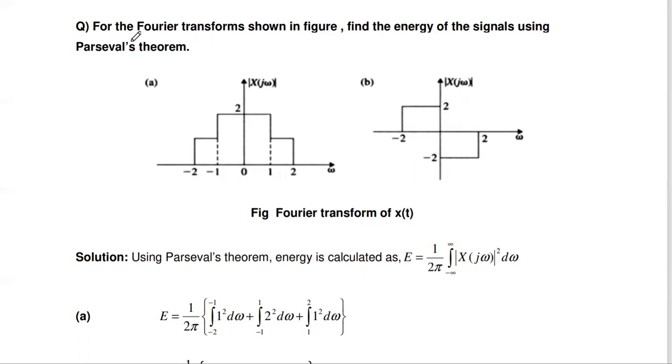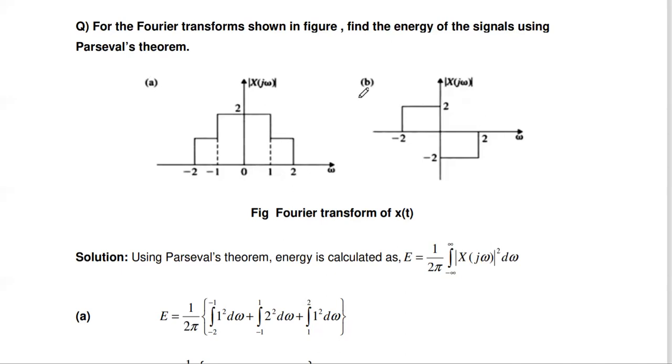See the question: for the Fourier transform shown in the figure, find the energy of the signal using Parseval's theorem. Here two questions are given. This is the graph of the modulus of X of j omega versus omega. This is the magnitude of X of j omega given for different frequencies omega. This is the Fourier transform of one continuous time signal x of t, and for that signal we are going to find the energy value.